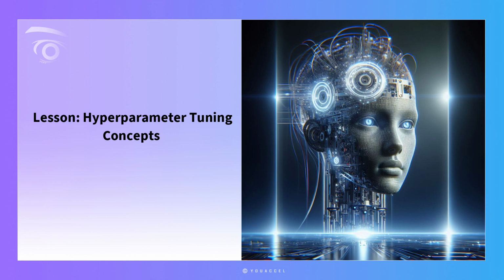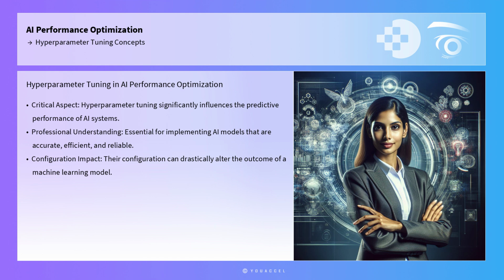Lesson: Hyperparameter tuning concepts. Hyperparameter tuning is a critical aspect of machine learning model optimization that significantly influences the predictive performance of AI systems. In the realm of AI performance optimization, particularly within the scope of the Certified AI Implementation Professional course, a profound understanding of hyperparameter tuning is essential for professionals striving to implement AI models that are not only accurate, but also efficient and reliable.